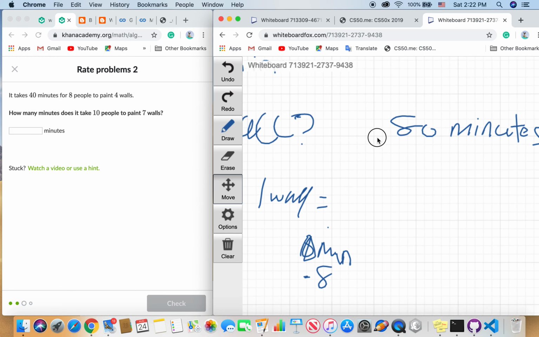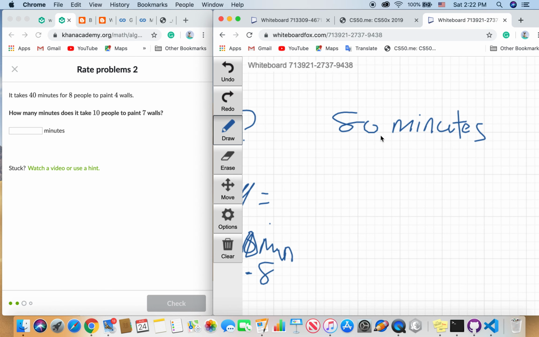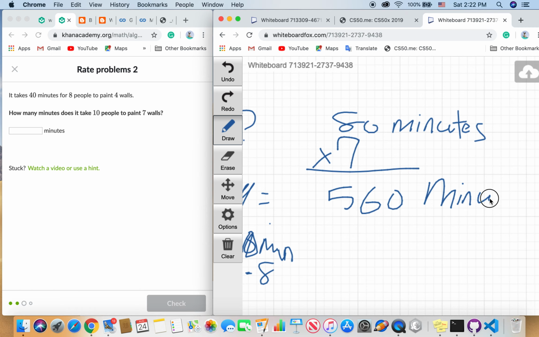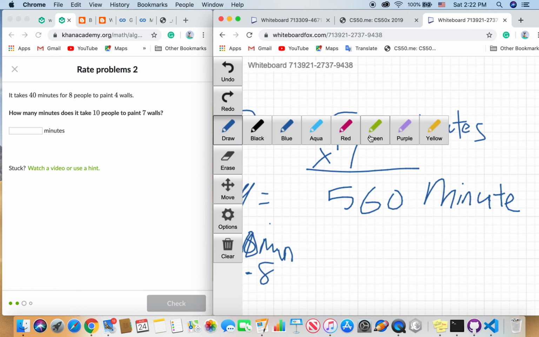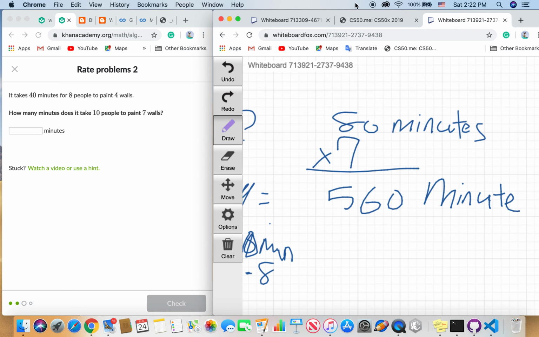Let's see how long 1 person takes to paint 7 walls. So I'm gonna multiply by 7, which is 560. We get 560 minutes. Yep, 560 minutes. And this is when we have 1 person paint our 7 walls.